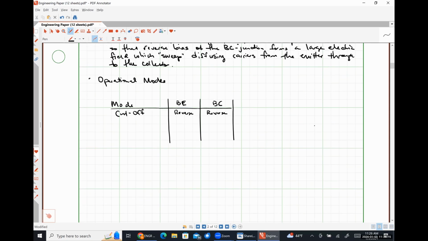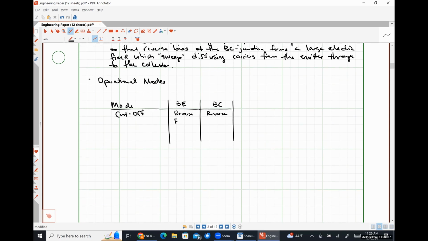If both of them are forward biased, then our device is operating in the saturation mode of operation, okay? And cutoff and saturation are the two modes that are typically associated with using a BJT as a switch or in digital circuits, right? So we have an off state and an on state, and literally nothing else matters.